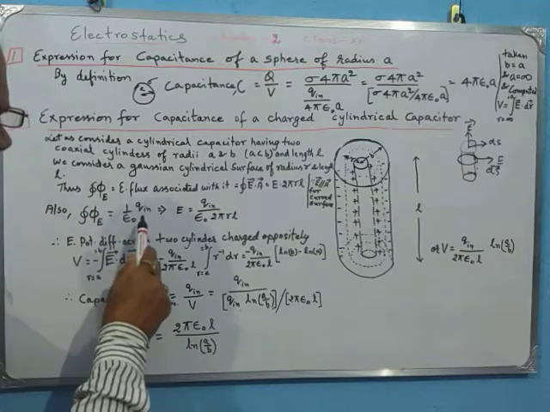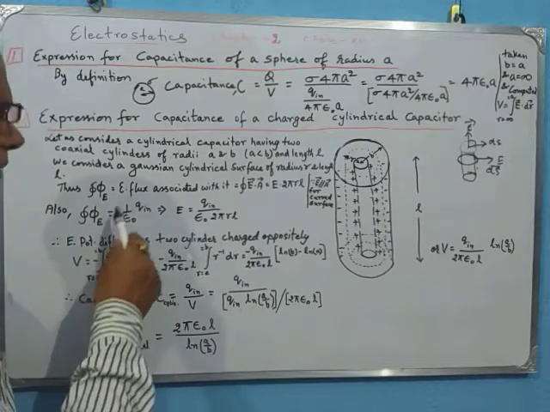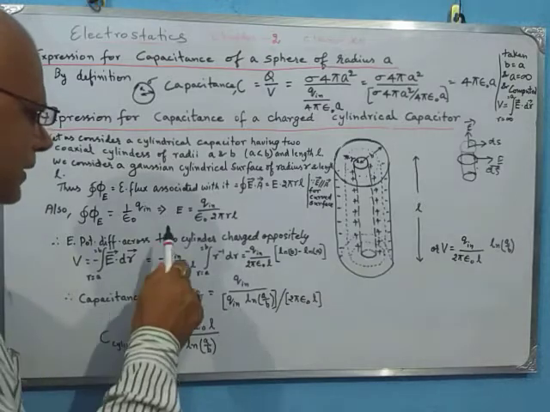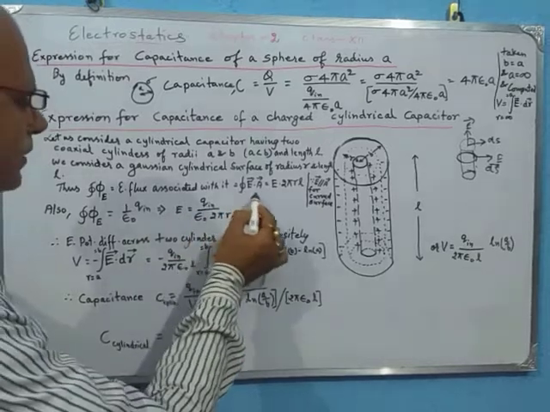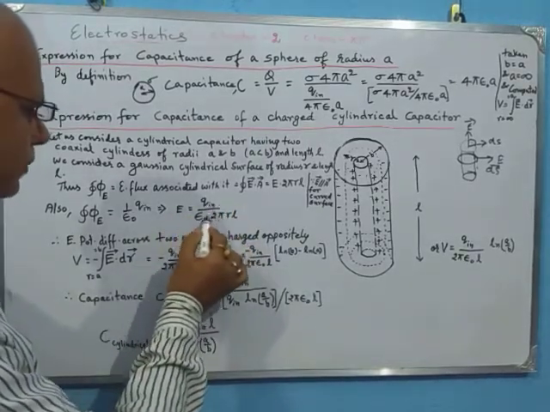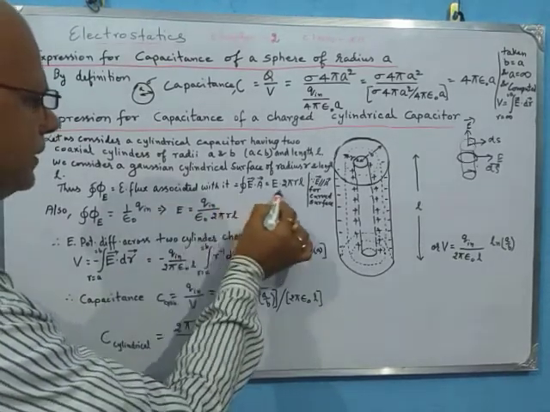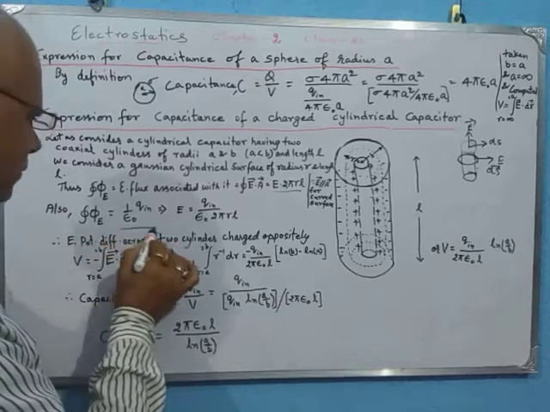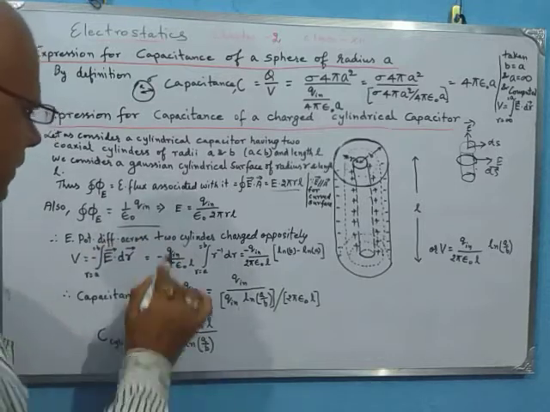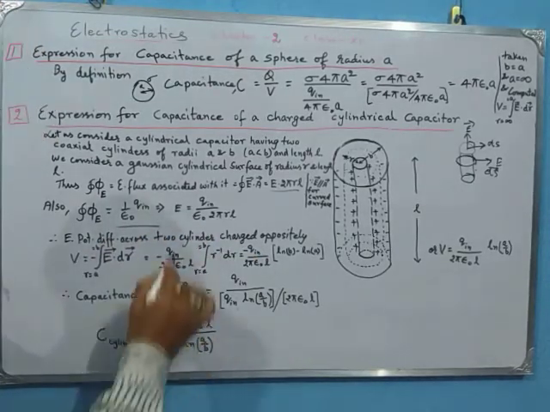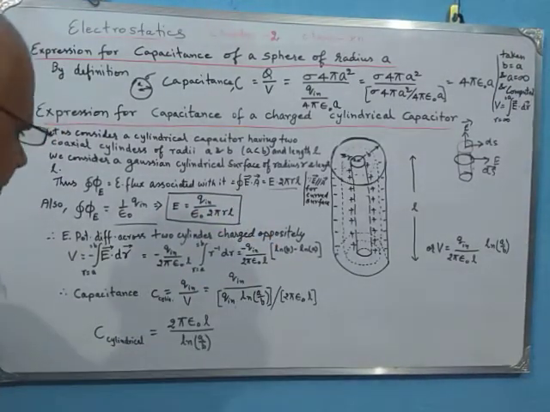Similarly, from Gauss law we have electric flux phi equal to 1 by epsilon naught times q in, the total charge. On equating these two, phi equals E into 2 pi r L and phi equals q in by epsilon naught, we get the electric field E equal to q in by epsilon naught 2 pi r L. This is the expression for the electric field produced due to the charged cylindrical surface.